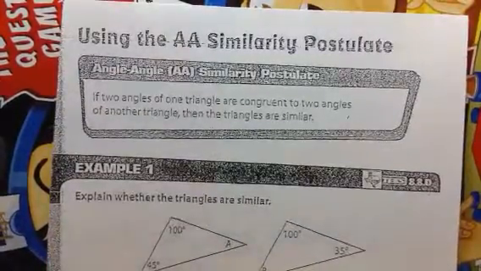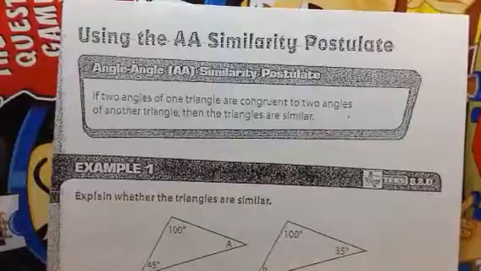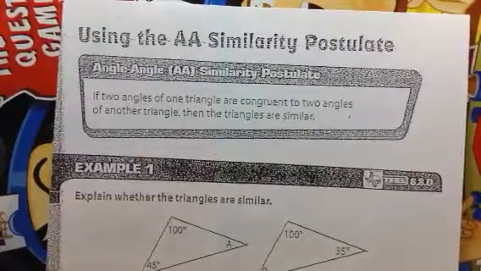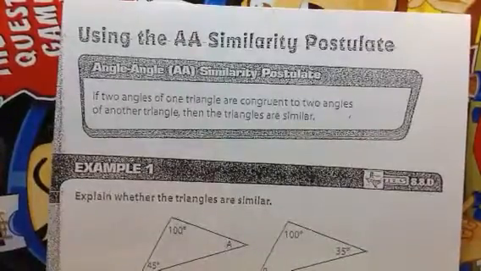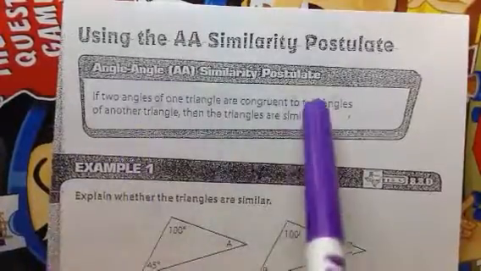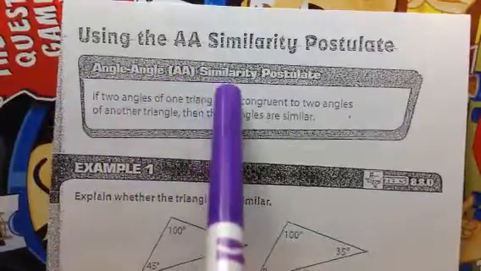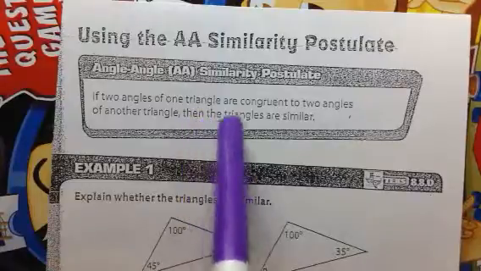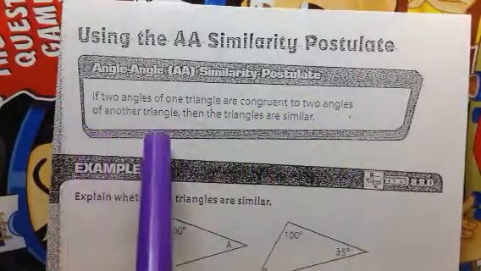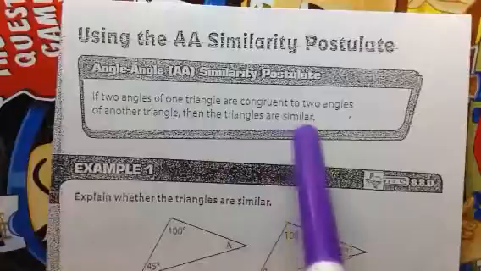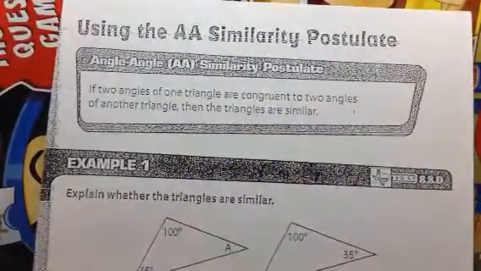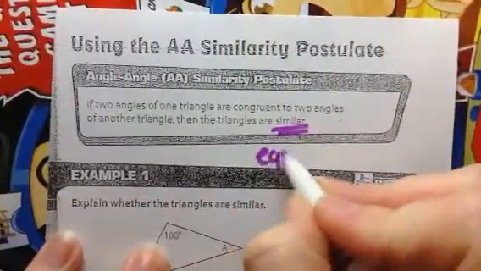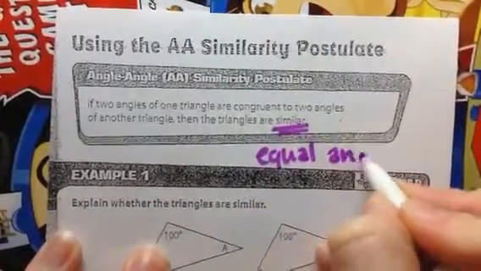Okay, these notes are about using similar triangles to find missing sides. So it says using the angle-angle similarity postulate. The definition of the angle-angle similarity postulate: if two angles in one triangle are congruent to two angles of another triangle, then the triangles are similar. So to be similar, they just have to have equal angles.